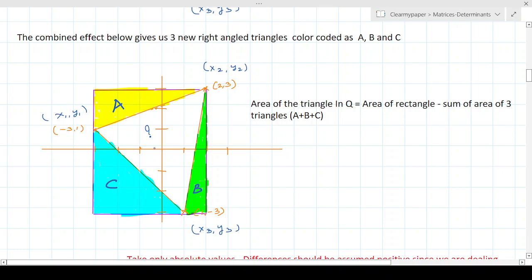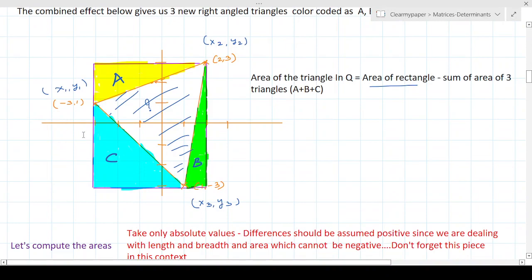And what we can think in a simple elementary way is the area of the triangle in question, that is given in the problem, is nothing but the area of the outer rectangle over here minus the sum of these 3 triangles. So if I remove the sum of these 3 triangles from the area of the bigger rectangle, whatever I get remaining will be the area of this particular triangle that's in question, right? That's pretty straightforward. Okay, so let's follow that method and see where we land in terms of the formula.